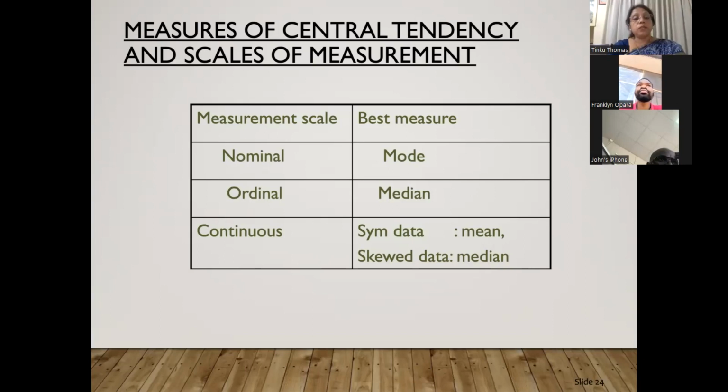Okay, so now this is just a summary. We have different kinds of data. For ordinal data, we can sometimes calculate the median, but only for continuous data can we calculate the mean. We cannot calculate the mean for either nominal or ordinal data.